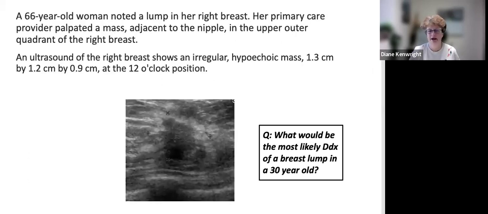Let's consider this 66-year-old woman who has a lump in her right breast and a palpable mass adjacent to the nipple in the upper outer quadrant of the breast. She has an ultrasound as part of her investigation, which shows this irregular hypoechoic mass, which is 13 millimeters in maximum diameter and approximately at 12 o'clock. We're really concerned about this because it has irregular margins. It's taller than it is wide. It is hypoechoic and has the typical features on ultrasound of a breast cancer.